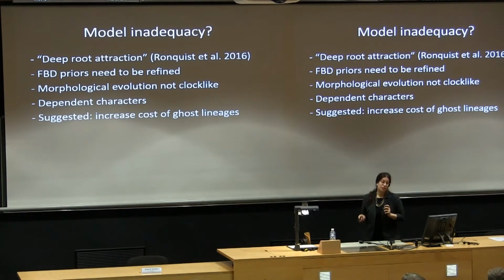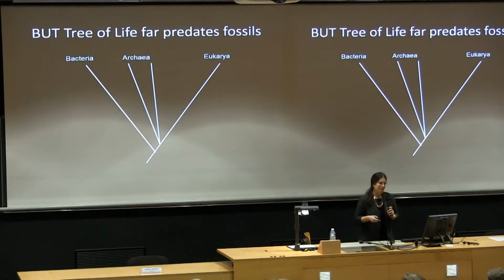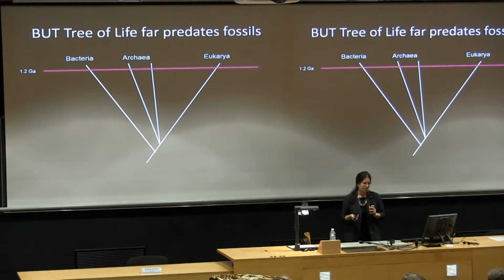One thing that he suggested to do would be to increase the cost of ghost lineages. I haven't explored that yet. But I do think that we have some reasonable estimates from this data that are concordant with what's been seen in molecular clock node analyses. So that's good news because I'm going to spend the rest of the talk on node dating analyses in sort of the deep yonder, because the tree of life as a whole actually quite predates fossils.